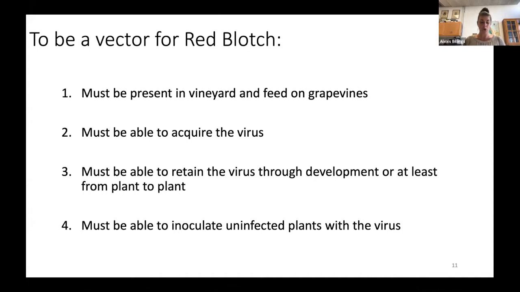Third, the insects must be able to retain the virus either through development, if it's required in the instar stages, or if an adult, then the virus needs to be somewhere that it's retained as it feeds plant to plant. Fourth and finally, the insect's feeding style must be able to transfer the virus to uninfected host plants.